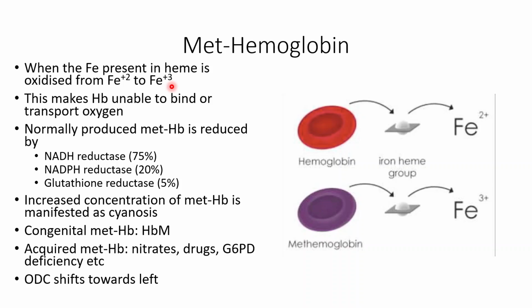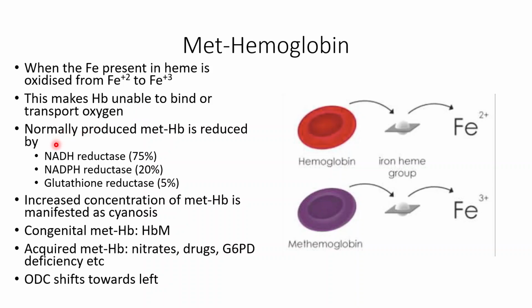Now, what is the problem? Whenever methemoglobin formation occurs, this hemoglobin is not able to bind with oxygen. It cannot bind at all. For carboxyhemoglobin that we saw earlier, the binding was there, but that binding was preserved and not broken. Here, in the case of methemoglobin, oxygen is not binding with heme. That is the problem.